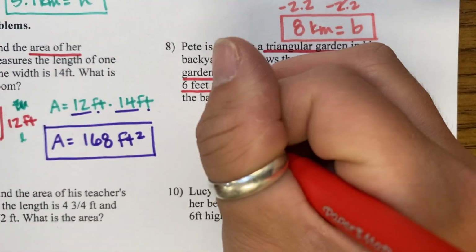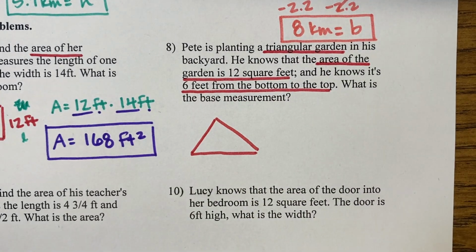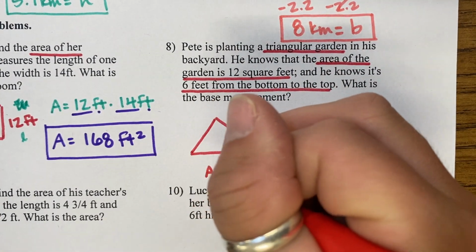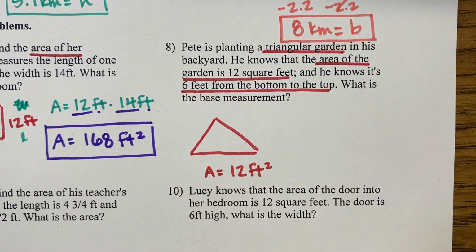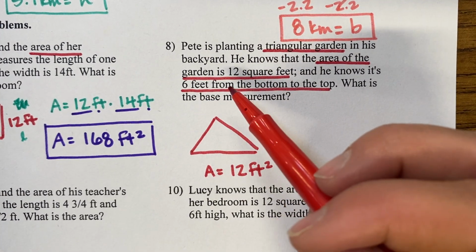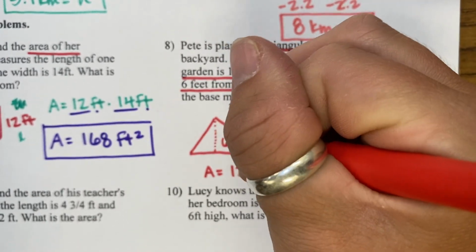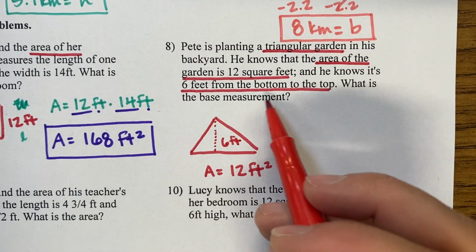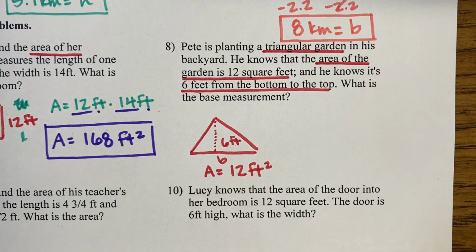Okay, so let's draw this. So we have a triangular garden. The area equals 12 square feet, or feet squared. He knows that it's 6 feet from the bottom to the top. So 6 feet. What is the base? So we want to find B for base.